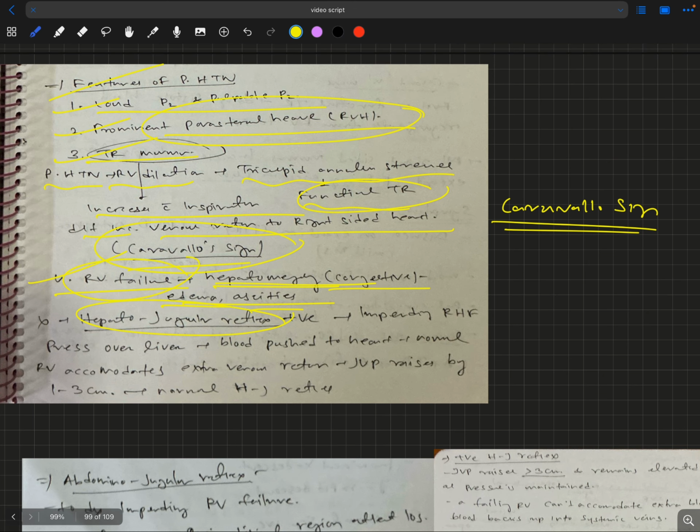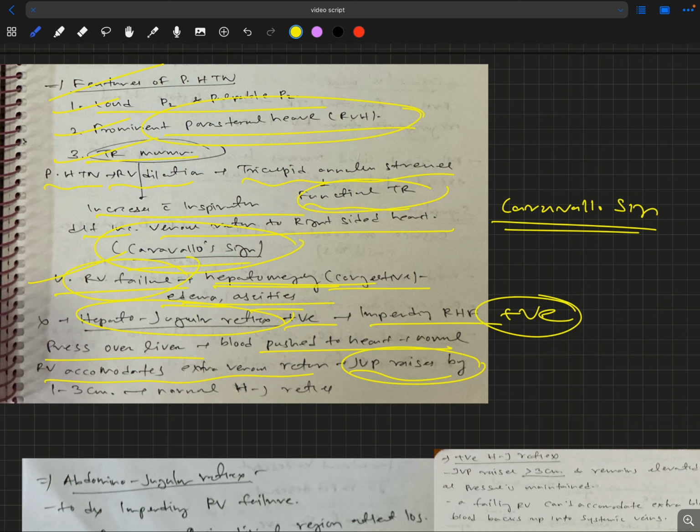What is hepatojugular reflex? Hepatojugular reflex is positive in case of impending right heart failure. So if you press on the liver or around the umbilicus, the blood from that area is pushed towards the right side of the heart through the inferior vena cava, and if the RV is already failing, it can't accommodate the extra blood returning after the compression on the abdominal area. So JVP will rise, it will get centered towards the superior vena cava.